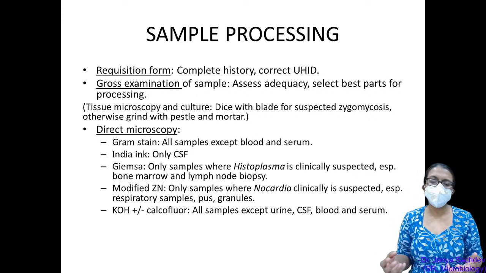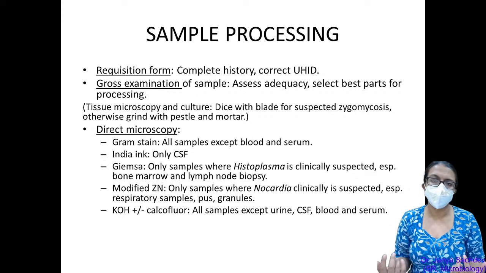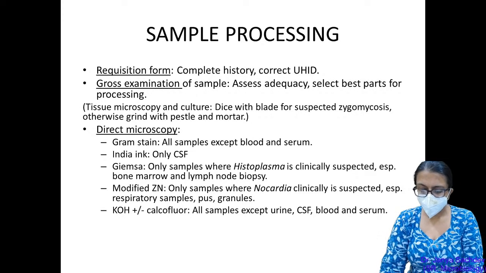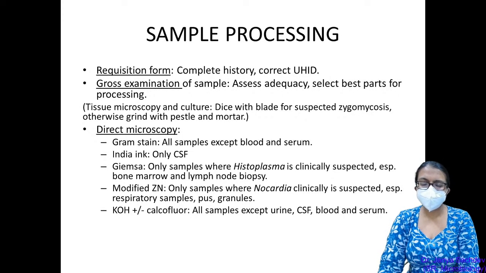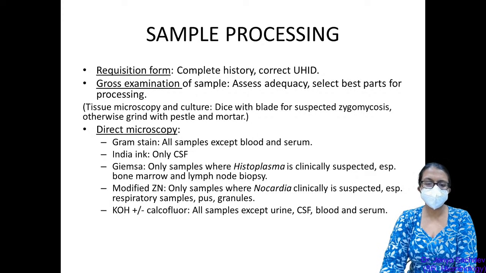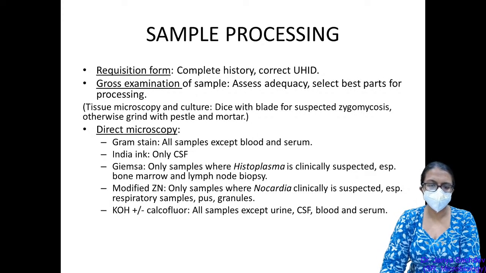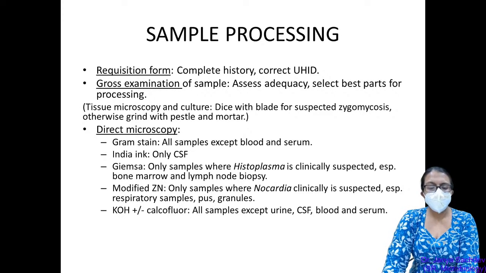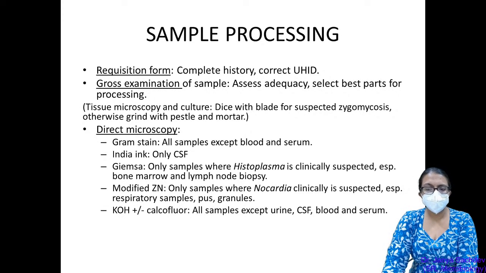This is why, as I said, a history on the form is very important for us. So once we have decided how to go about processing the sample, which area, grinding, dicing, whatever we're going to do, then we proceed with the first step, which is direct microscopy. So all samples except blood and serum, for which there is no direct microscopy process, are directly processed either by incubation or by performing the appropriate serological test.